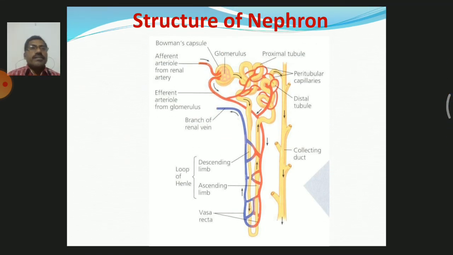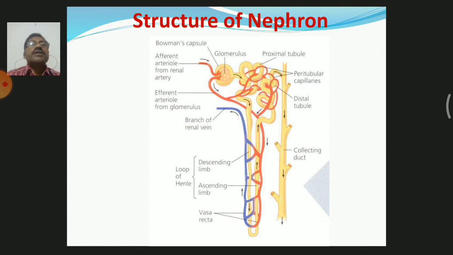In cortical nephrons, the nephron is totally present in the cortex region, and in juxtamedullary nephrons, some parts are present in the cortex region and the remaining parts are present in the medullary region. So that is the difference between juxtamedullary nephrons and cortical nephrons. So this is the structure of nephrons.